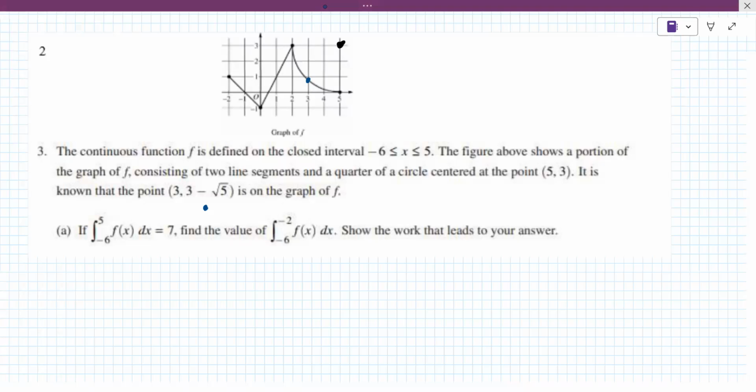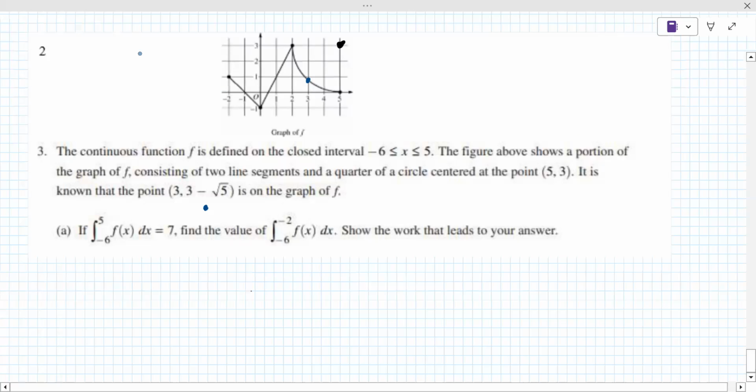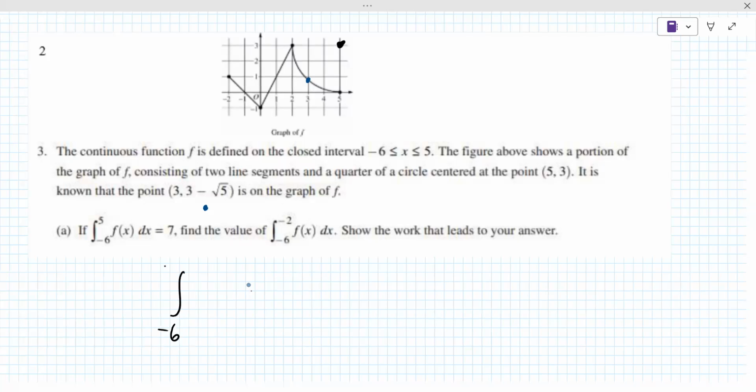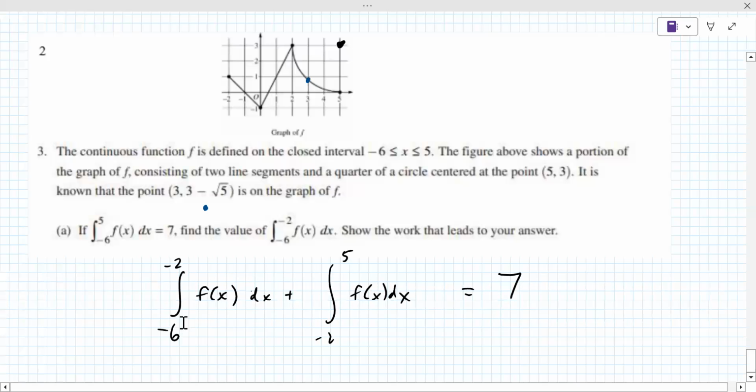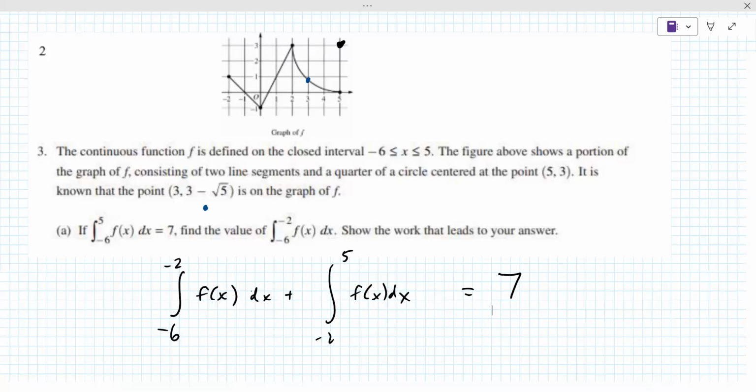Okay, so we know that the entire area is 7, but we're interested in the integral from -6 to -2 f of x dx plus the integral from -2 to 5 f of x dx. All of this equals 7. And we're trying to find this one on the left here. If we knew the one on the right, we could then subtract. So what they're suggesting here is that you have to find the area under the curve for all of these regions. So I'm going to grab another snip of the graph so we can zoom in a bit more to talk about how to do that.